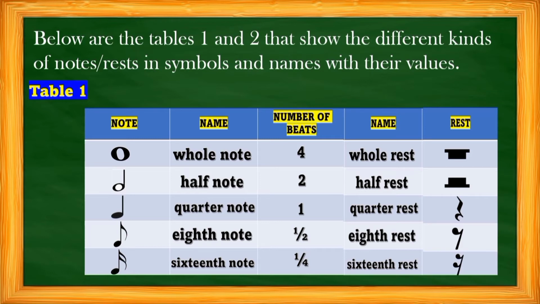The third one is the quarter note or the quarter rest. The number of beats, 1. The fourth one is the eighth note and the eighth rest. Number of beats, 1/2. We have also here the 16th note and 16th rest. The number of beats, 1/4. And now you know already the different kinds of notes and rests in symbols with their names and values.